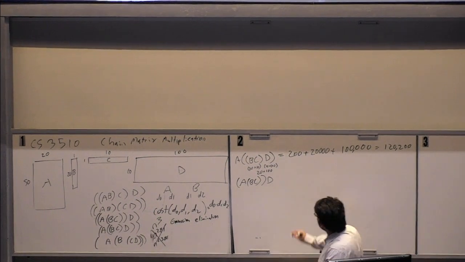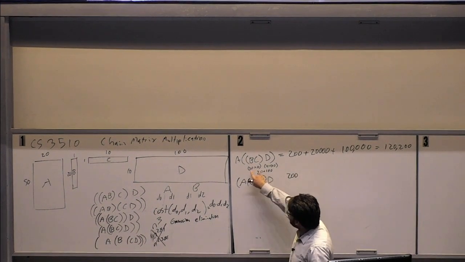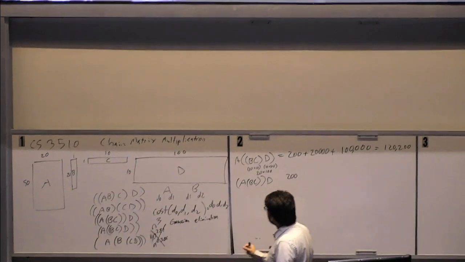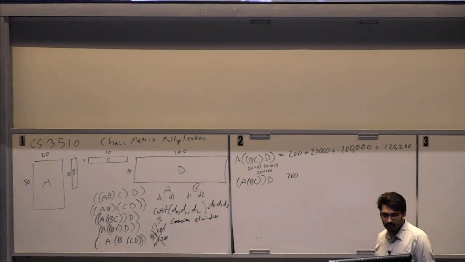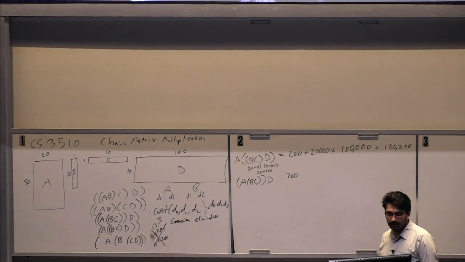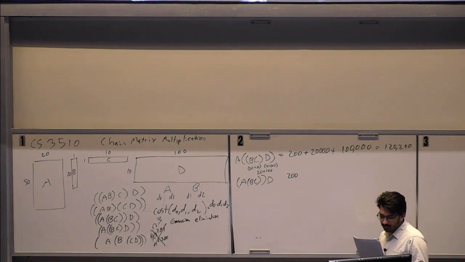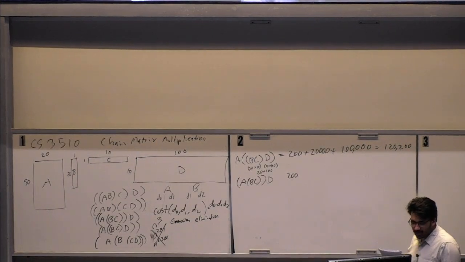Well, let's do the cost again. B times C is going to go first. It's going to be 200. But then we're going to have a 20 by 10, and we're going to multiply that on the front by a 50 by 20. So it's going to be 50 by 20 by 10. What is 50 times 20 times 10? Which is 1,000 times 10, which is 10,000.